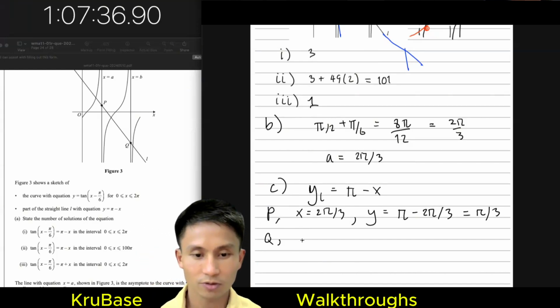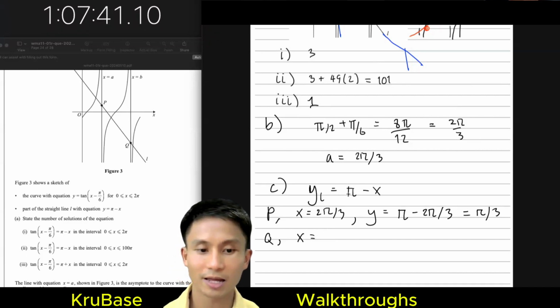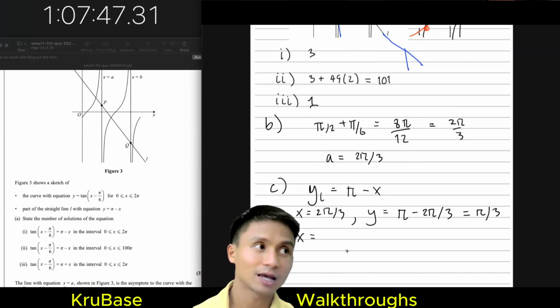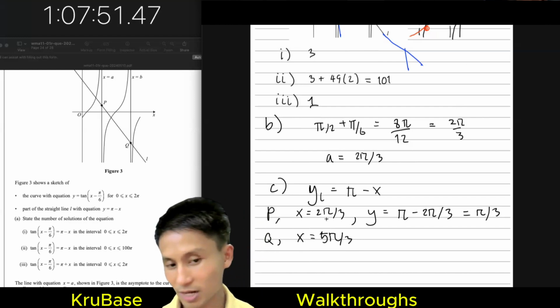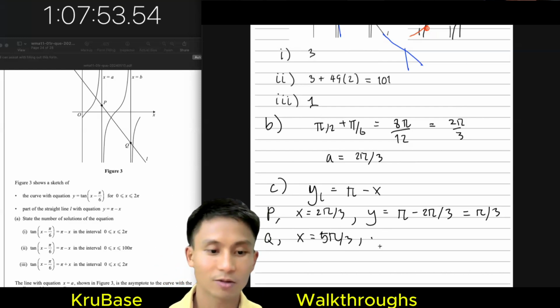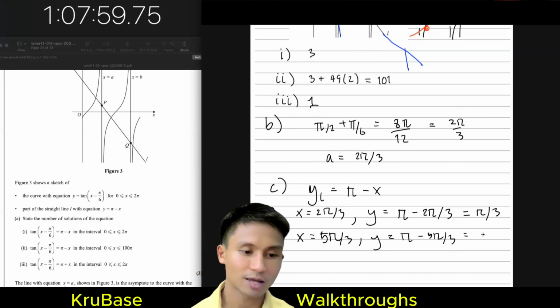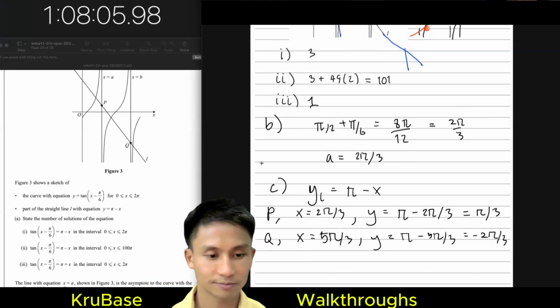And for point Q, x is equal to whatever. So we add another pi to 2 pi over 3 to get b. That would be 5 pi over 3, right? Just adding more pi there. Y would be pi minus 5 pi over 3, so that will be minus 2 pi over 3, right? Yeah, that should be fine.